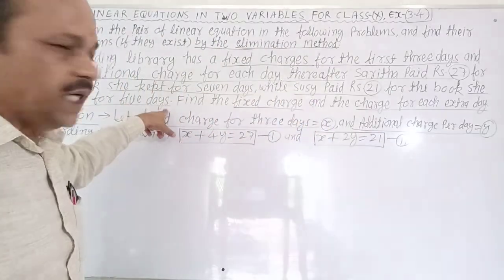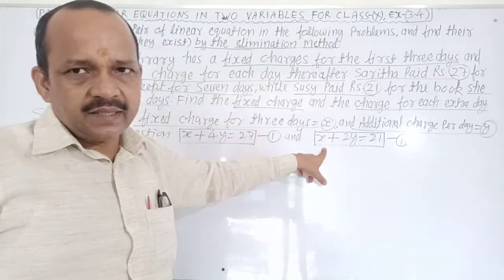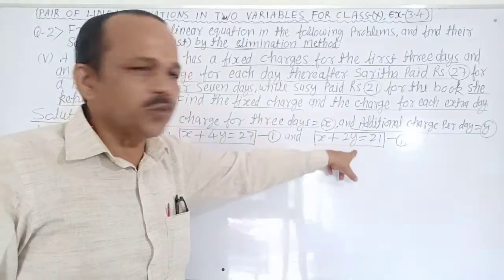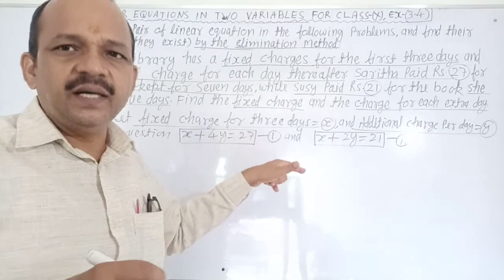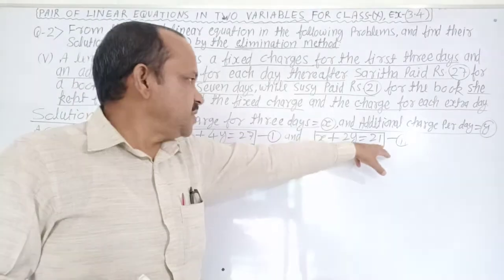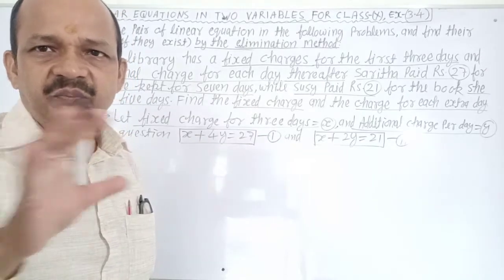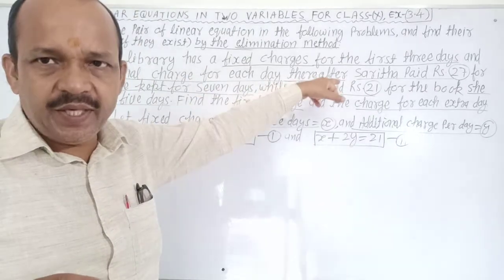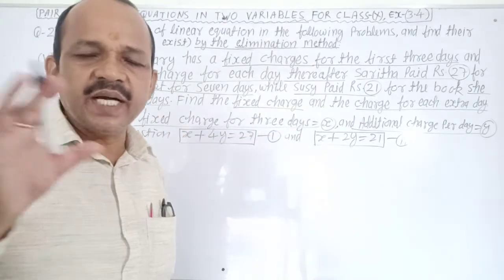Here total days 5. Fixed charge for the first 3 days x. Remaining days 2 days. Additional charge for 2 days 2y, because additional charge per day is equal to y. Hence x plus 2y equal to 21. It is equation second and that is equation first. Equation first is according to the first situation and equation second is according to the second situation. Clear? No confusion about it.